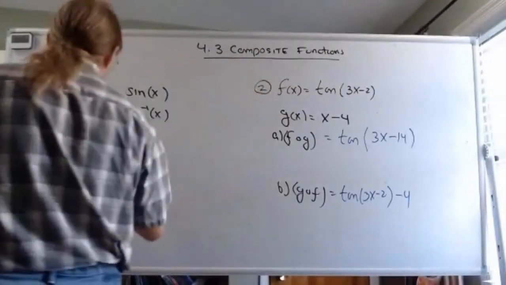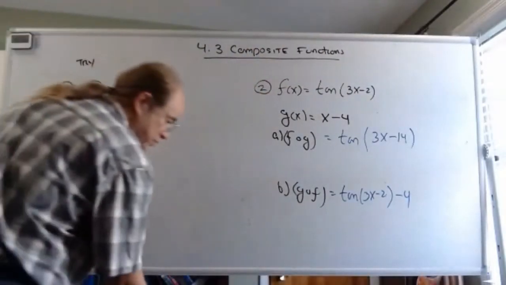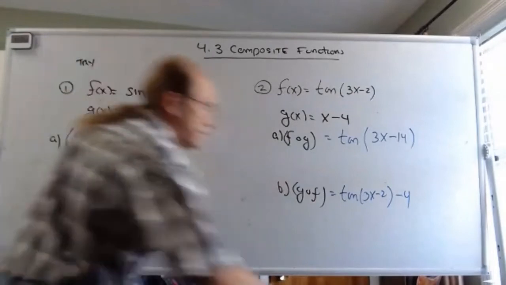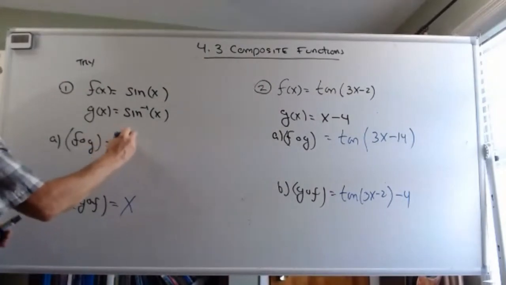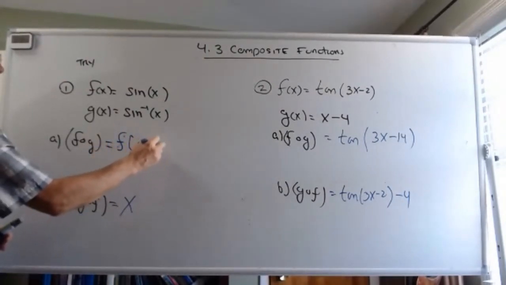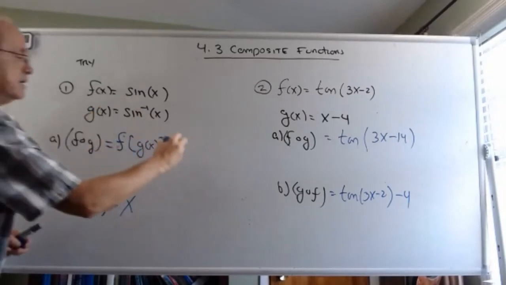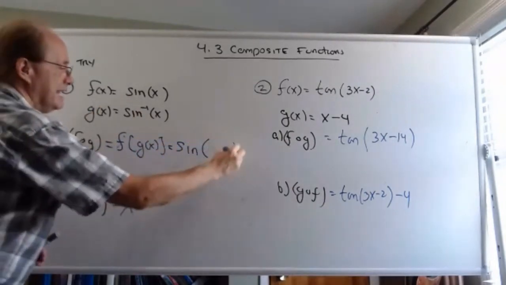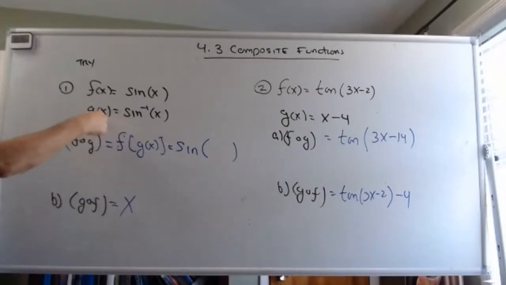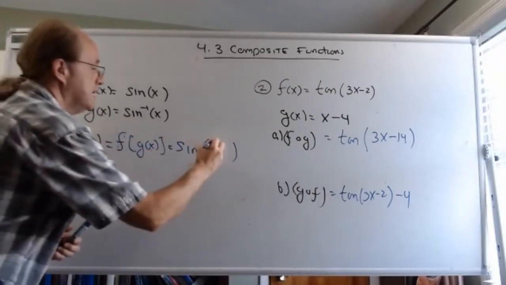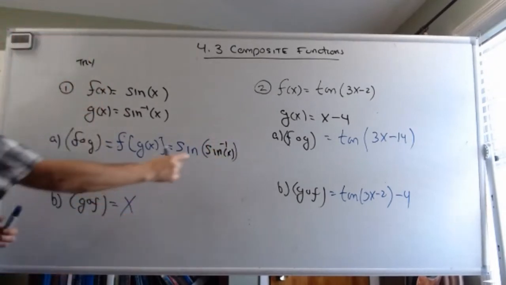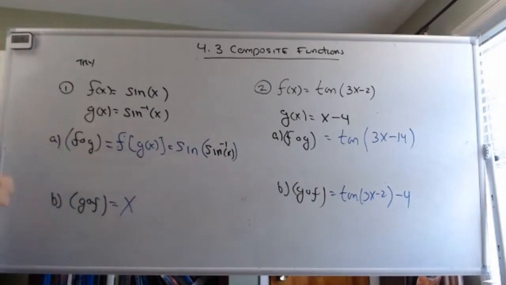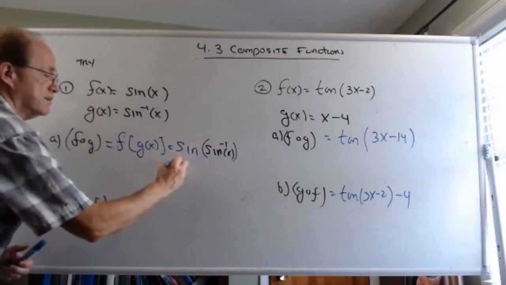So for the first one here, this is F composed with G. That's equal to F of G of X. Well, F is my sine of my input. My input is the entire function g of x, which is the inverse sine of x. Well, what happens here? They cancel each other out. It's like taking the square of a square root. So that cancels out to just give me x.